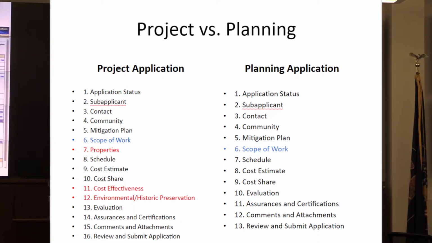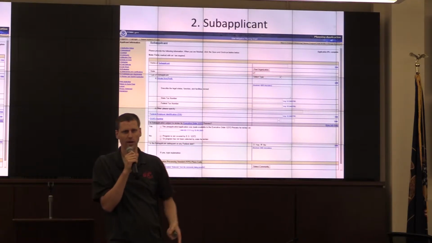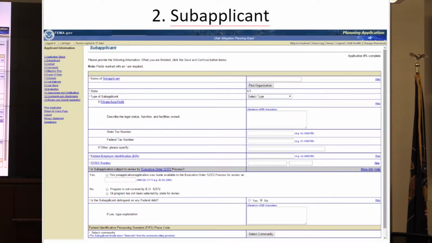Everything is the same except for the scope of work page. So here's the first one, sub-applicant, or I guess number two. You have the name of the sub-applicant, so that would be your community, whatever city or district, the state, and the type of sub-applicant. We have special districts that apply, or state agencies that apply. And then, as Jana said, your EIN and DUNS number. Those are the required ones with the red asterisks.